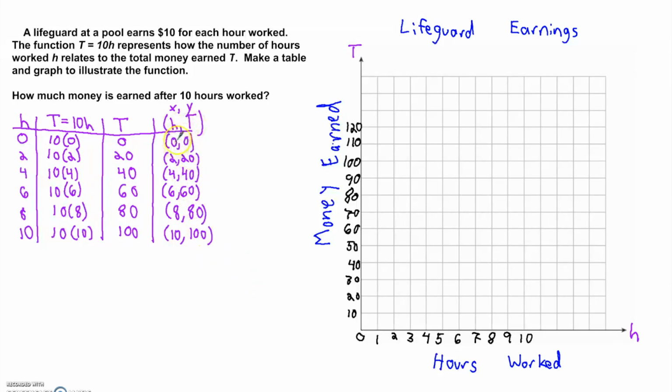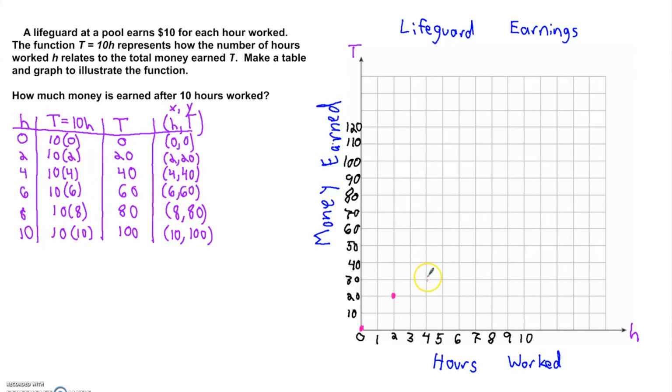Now all that's left is plotting these points. So we'll plot the point 0, 0. I'll do that in a different color here. So the point 0, 0 is right there. Then 2, 20. What this represents is more than a point. It's right 2 up 20, sure, but it represents that in 2 hours we made 20 bucks, the lifeguard did. So after 2 hours, the lifeguard made 20 bucks. So you can read a graph the same way you can read the information we get from the table. So rad. 4, 40.